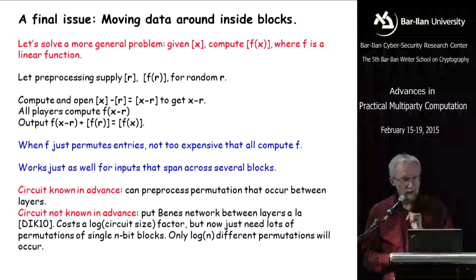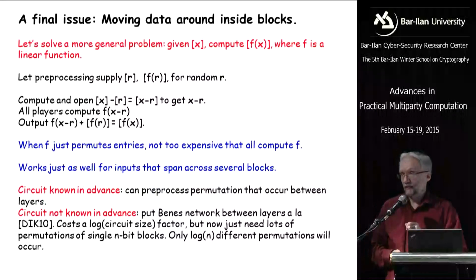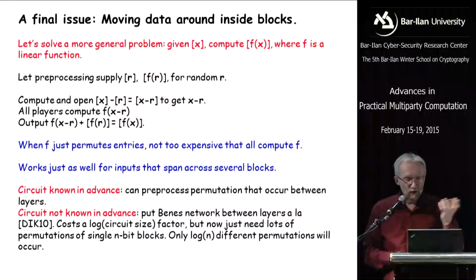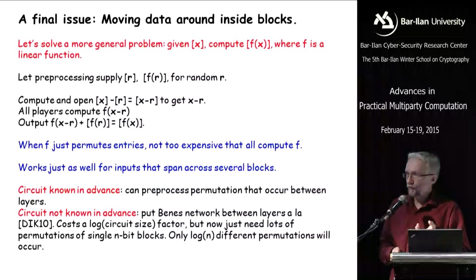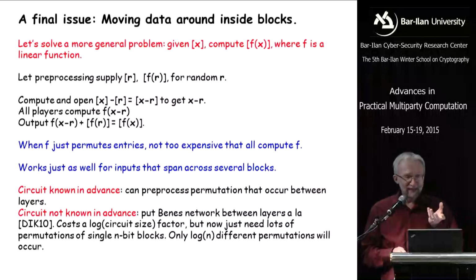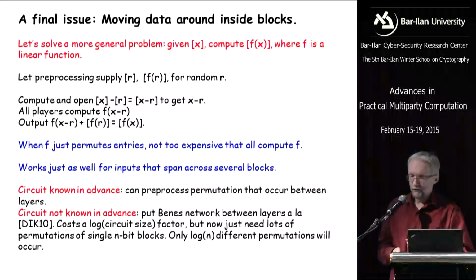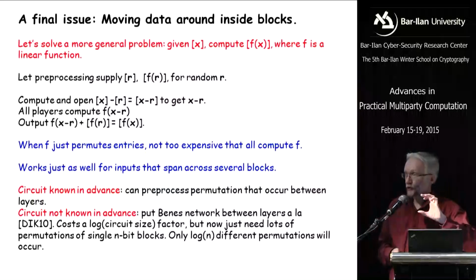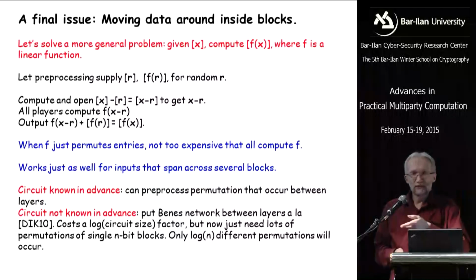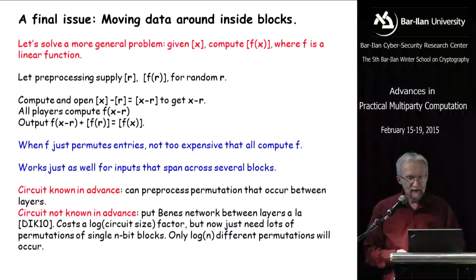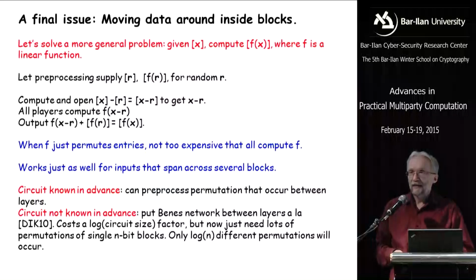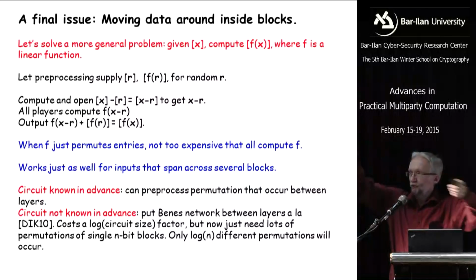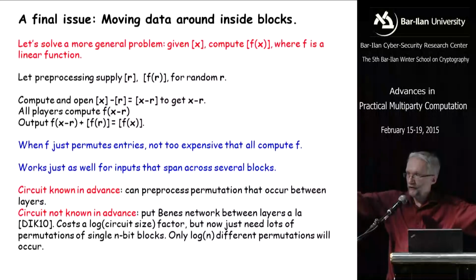So that'll be fine. It's not known in advance. Then we can use this result from the Big Ten paper. The construction, roughly speaking, is you put something called a Beneš network between the layers of the circuit. A Beneš network is a low-depth circuit that can be programmed to do any permutation that you want. And the nice thing about it is that it needs you to rearrange whole blocks. That's fine, we can trivially do this.